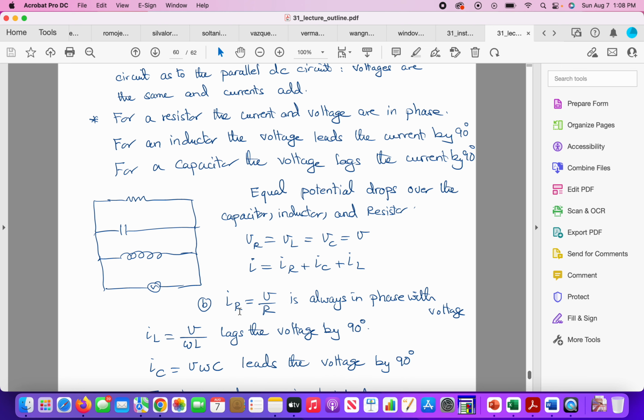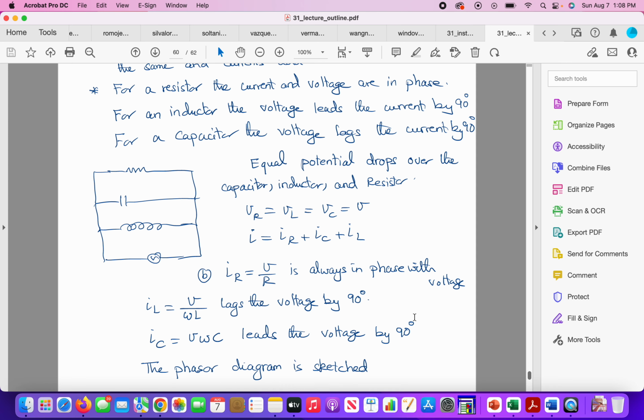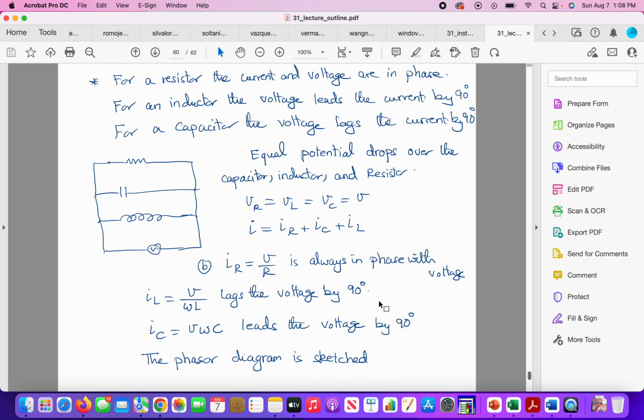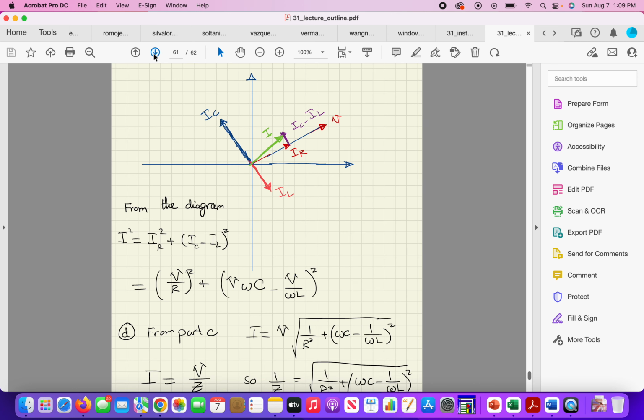I can calculate IR very easily. It's V over R, always in phase with the voltage. And I can find IL, which is V over omega L, with omega L being the inductor reactance, and it lags the voltage by 90 degrees. Now I'm talking about the current. IC is V omega C, which leads the voltage by 90 degrees. And we are going to have the phasor diagram here.